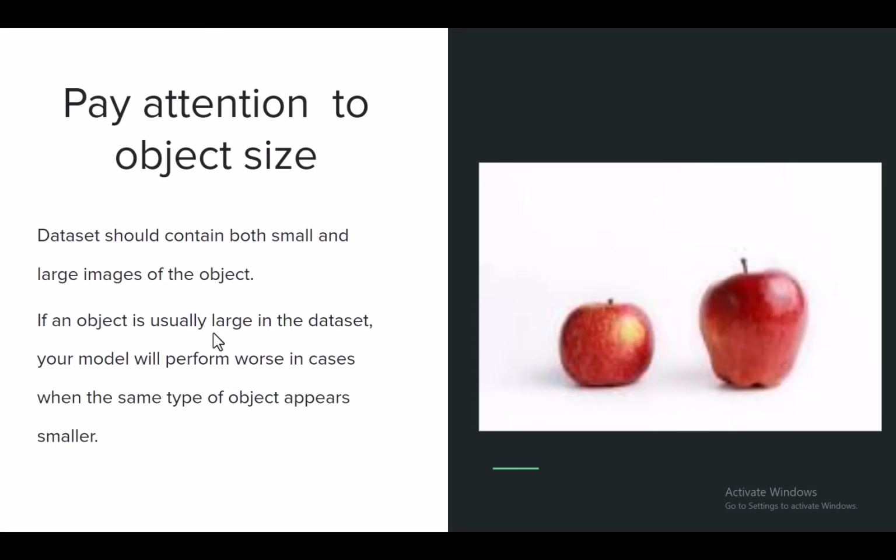In simple words, if you are collecting images of apples, then make sure that in some of the images the apple appears small, and in some of the images it appears bigger, so that later when you train your model, the model can recognize the apple both in smaller and larger size.